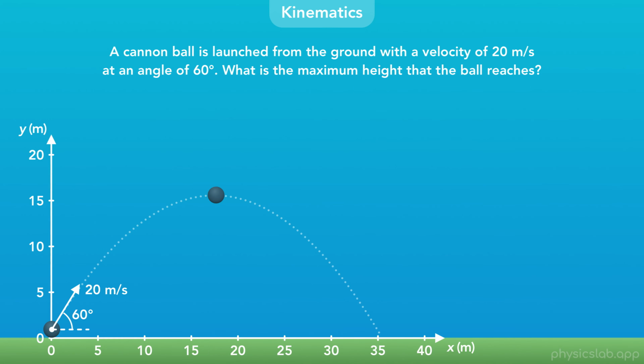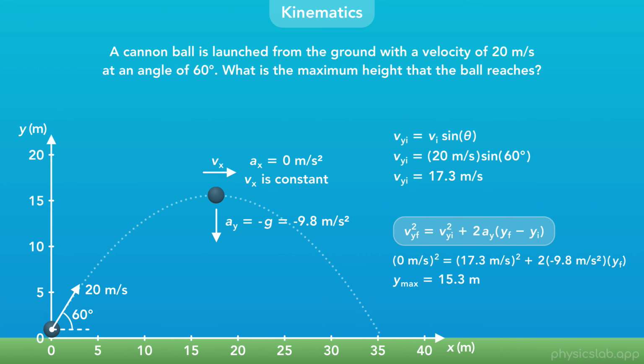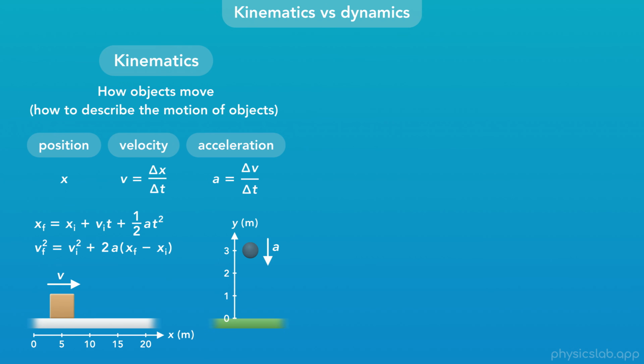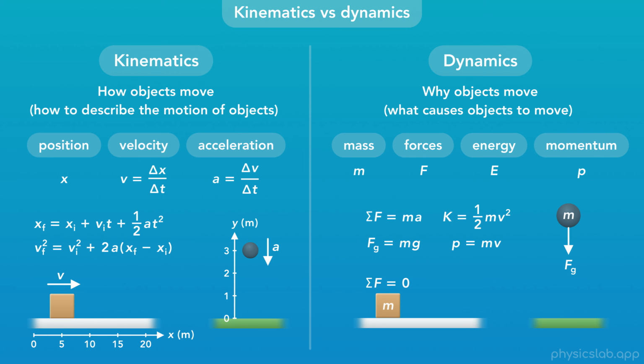In projectile motion, we said that the vertical acceleration is always g, 9.8 meters per second squared downwards, and the horizontal acceleration is 0, so the horizontal velocity is constant. Then we could use the values that we were given and some kinematic equations to answer questions about the motion. But why is the horizontal velocity constant? And why do all objects accelerate downwards at 9.8 meters per second squared? That's what we're going to learn about in dynamics.